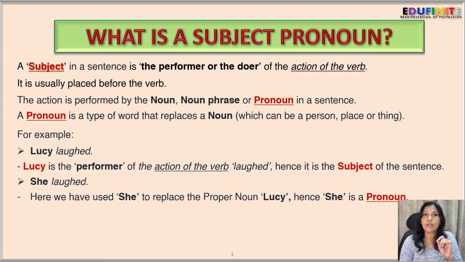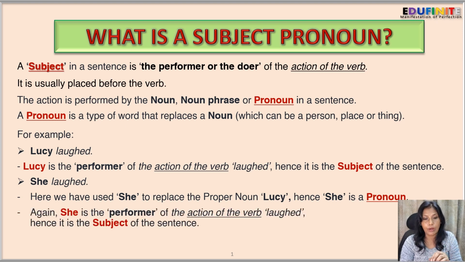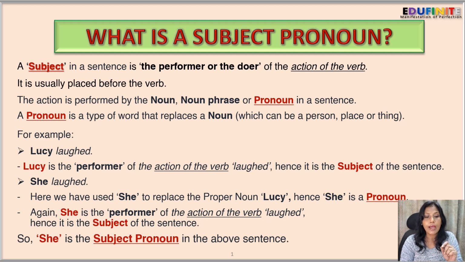So we've already said what a pronoun is. It's a word that replaces a noun or a noun phrase. Since Lucy is a proper noun and she is replacing Lucy, it is a pronoun. Again, she is the performer of the action of the verb laughed. Hence, it is the subject of the sentence. So she here is the subject of the sentence and it is a pronoun. So, she is the subject pronoun in the above sentence.